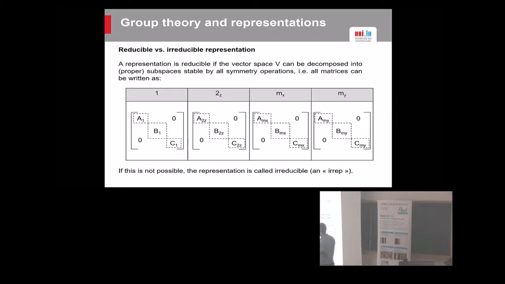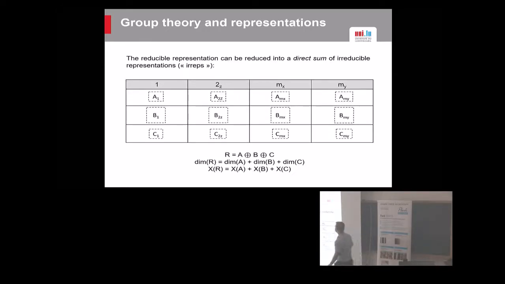So once you've done that, what you can do is to reduce or decompose this original representation, which was clearly reducible, into a sum of irreducibles. So what you're doing is just splitting this into 3. You keep only the blocks and you consider them separately, okay?